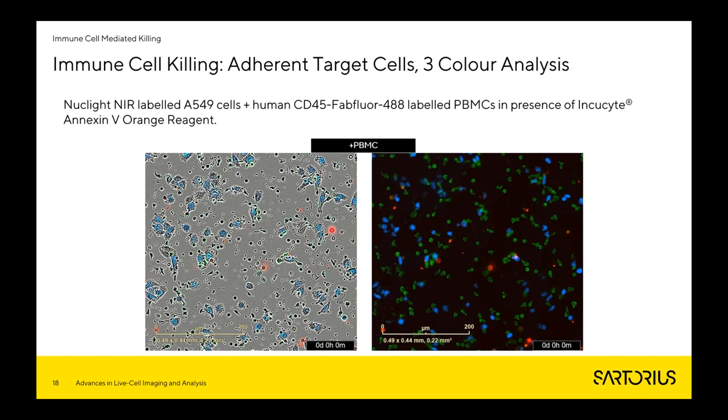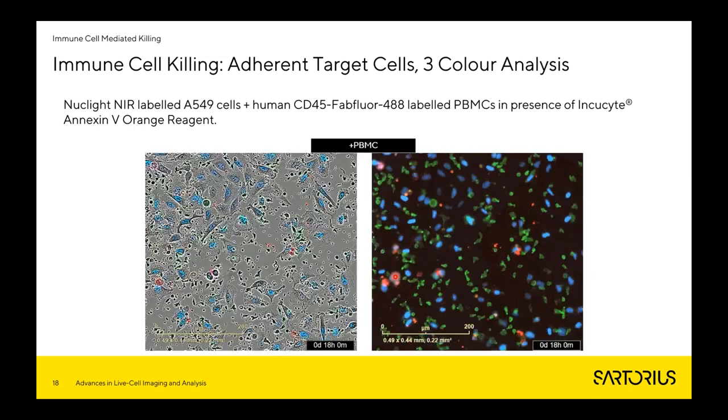The reason being that visually NIR and orange are quite close, so the human eye doesn't have the best ability to distinguish those two colors. The IncuCyte, of course, can distinguish them very easily, but for visualization purposes, we've colored the NIR to blue. Here, the cells have been co-cultured with human PBMCs. These have been labeled with an anti-CD45 antibody that's been labeled with our FabFlor 488 reagent. So we see these green dots, these are our PBMCs. And then we have an annexin 5 orange cell death reporter.